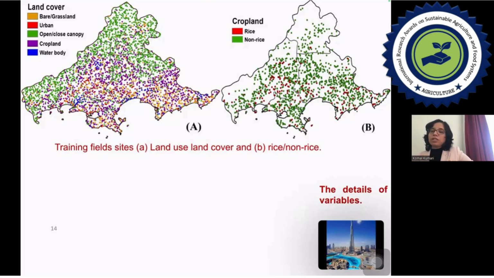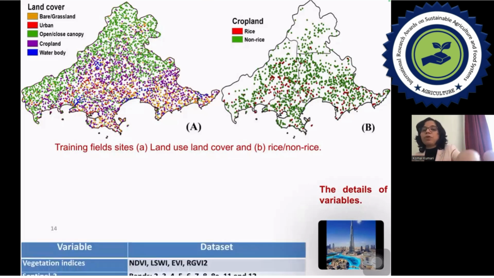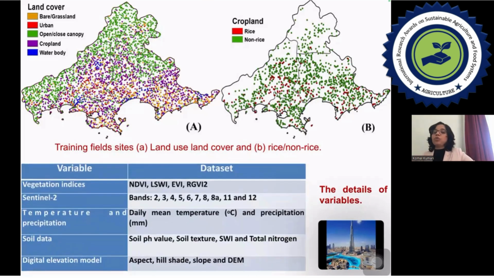For yield estimation and prediction, we can use different types of variables such as a few vegetation indices like NDVI, LSWI, EVI, and RGVI2. We use a few Sentinel-2 image band combinations, band numbers 2, 3, 4, 6, 7, 8, temperature and precipitation, soil data such as soil pH value, soil texture, soil water index, and soil total nitrogen, and a few digital elevation model products like aspect, hillshade, slope, and DEM.